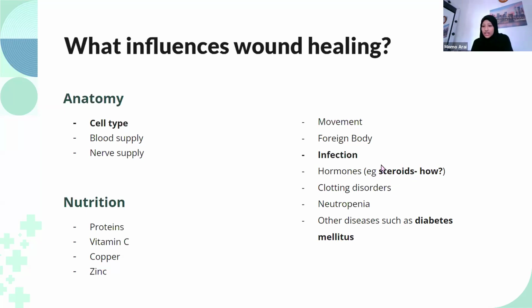Okay, steroids. If someone is taking, let's say, steroid hormones, how do you think it affects wound healing?